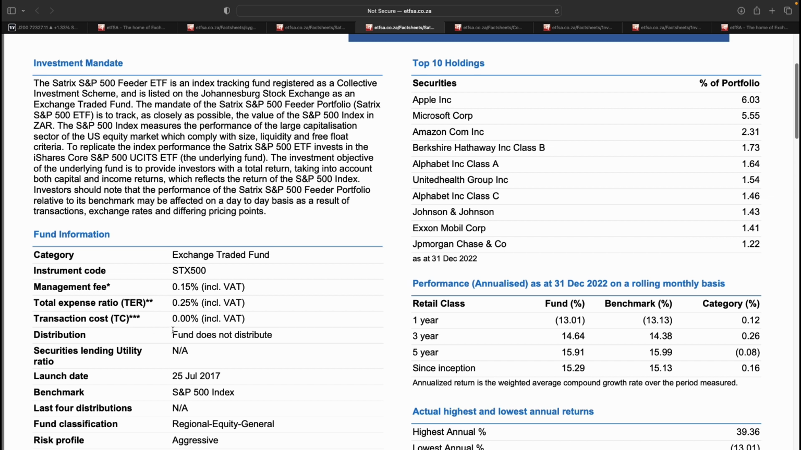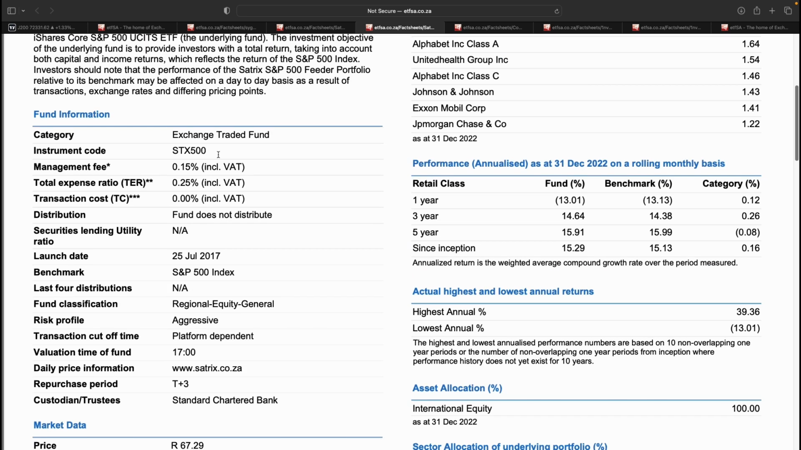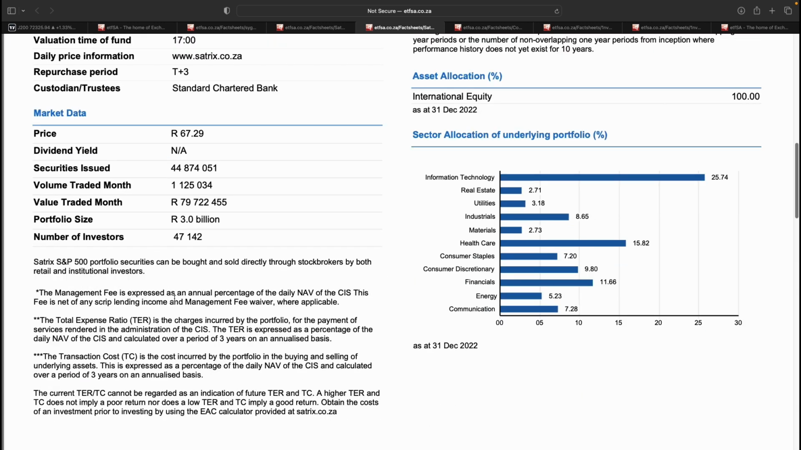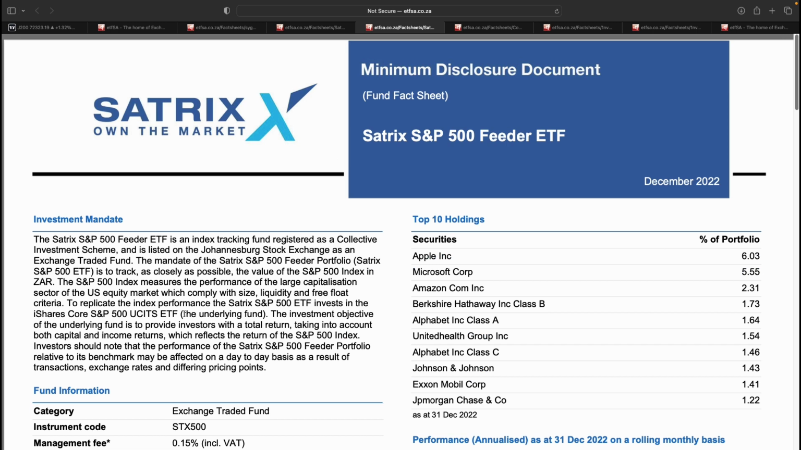If you look at the Satrix, it does not distribute because it tracks the iShares Core S&P 500 ETF, which is the underlying fund, and the underlying fund does not pay. There's information that the underlying fund does not pay. Therefore, the Satrix S&P 500 ETF does not pay. So that is my rationale for not taking the Satrix S&P 500.